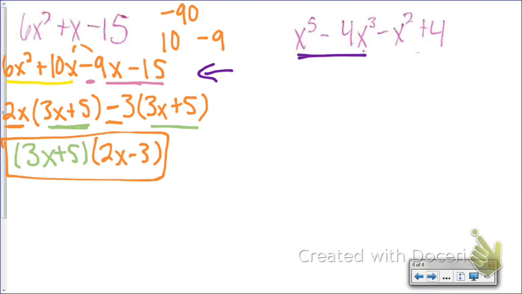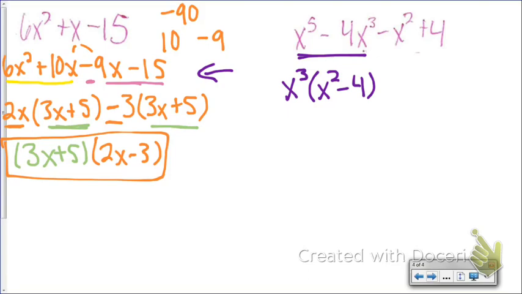So x to the 5th minus 4x cubed. We're going to find our common factor. And the common factor I have there is x cubed. If I divide out that x cubed from those first 2 terms, I'm going to be left with x squared minus 4. Then I'm going to look at my next 2 terms.